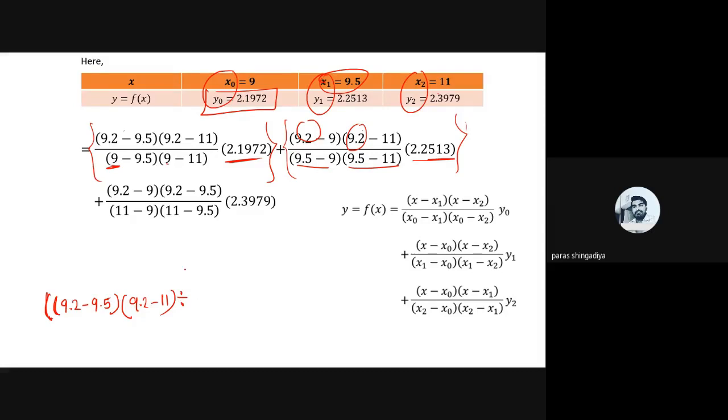Divide, again use the bracket. Now the denominator, so it is 9 minus 9.5. Okay, and here 9 minus 11. Clear? Just type in this form, 9 minus 9.5, bracket over, and here it is 9 minus 11. Clear? Again the second bracket over. This bracket, I have closed here. Clear? And inside you have to fit whatever values you have. Okay, and then after pressing enter, you will get one answer, that is 0.54. Okay, the answer of this bracket is 0.54, and multiply with 2.1972.